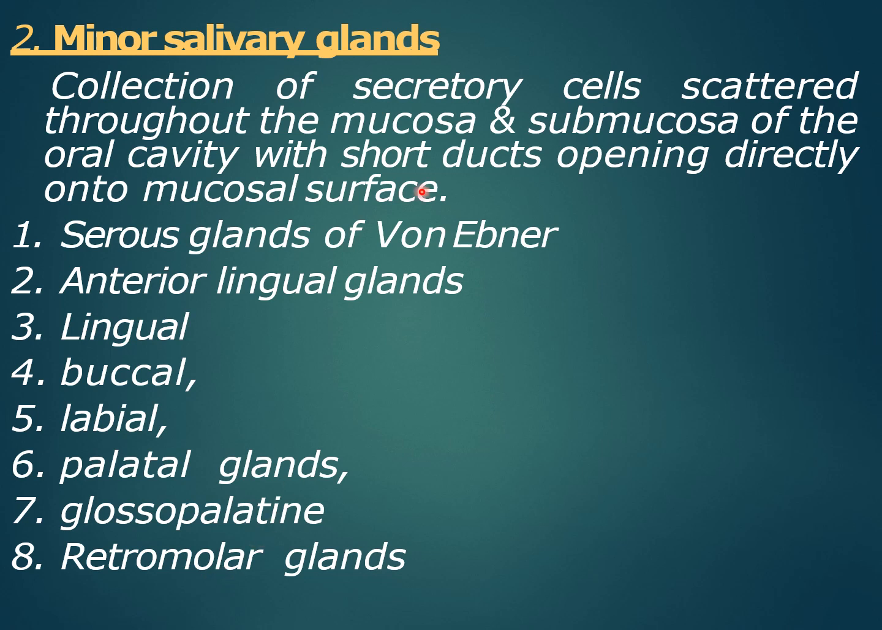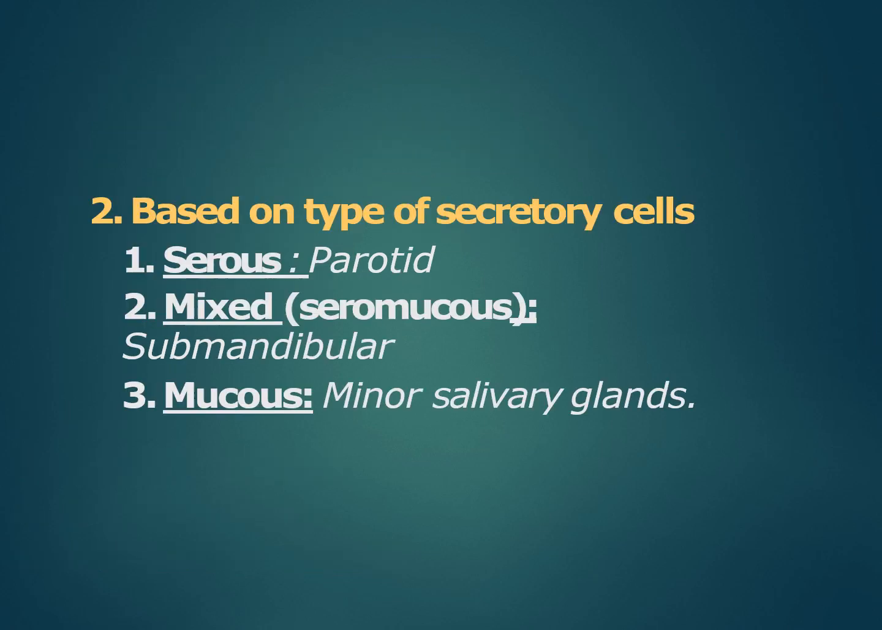These glands are collections of secretory cells. They are scattered throughout the mucosa and submucosa of the oral cavity. They have short ducts that open directly into the mucosal surface. The second classification is based on the type of secretory cells present. There are three types of secretory cells: serous cells, mixed cells, and mucous cells. Serous cells are found in the parotid gland, mixed cells are found in submandibular glands, and mucous cells are found in minor salivary glands.